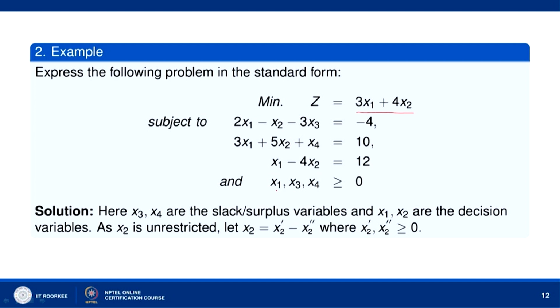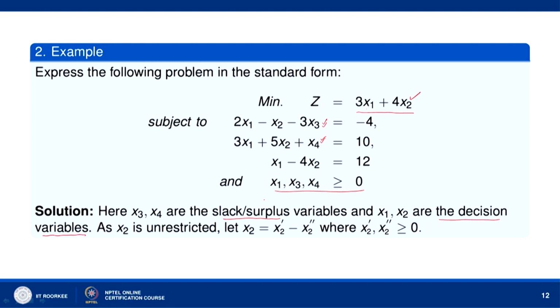Now, you can see here there is no restriction on the variable x 2. So, x 2 is an unrestricted variable. Moreover, we have in the objective function x 1 and x 2, while x 3 and x 4 are not there in the objective function. So, x 3 and x 4 are slack or surplus variables. These variables x 1 and x 2, which determine the minimum value of z, are the decision variables.